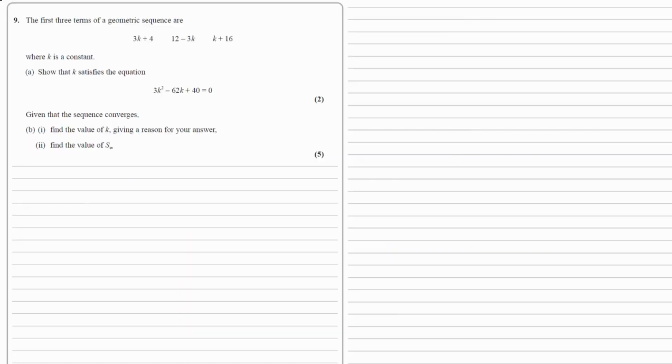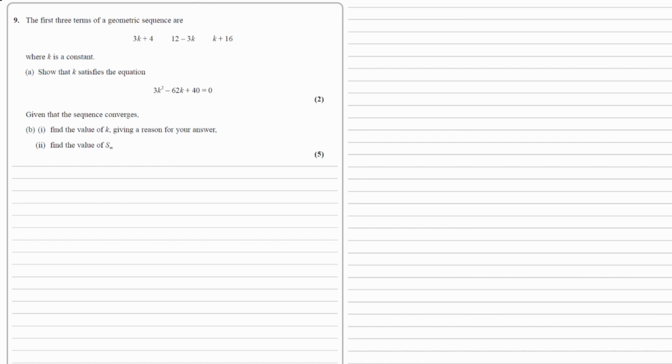Question 9. The first three terms of a geometric sequence are 3k plus 4, 12 minus 3k, k plus 16, where k is a constant. Part A, show that k satisfies the equation 3k squared minus 62k plus 40 is equal to 0.